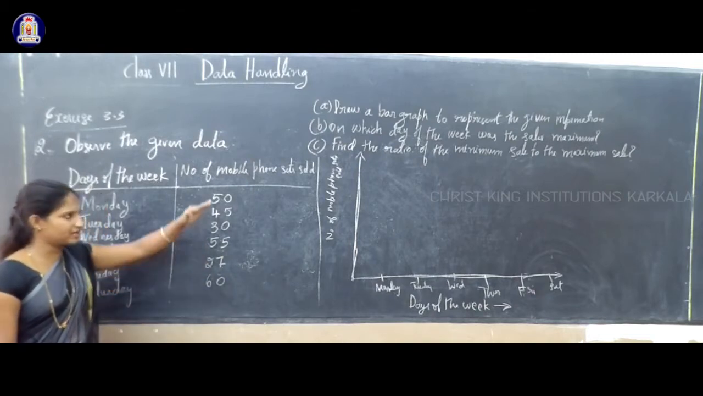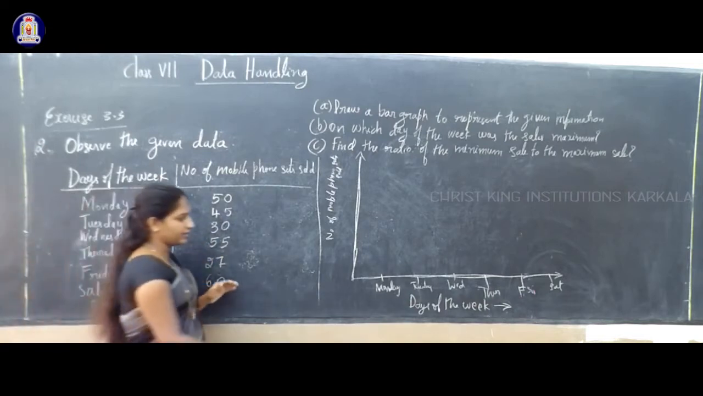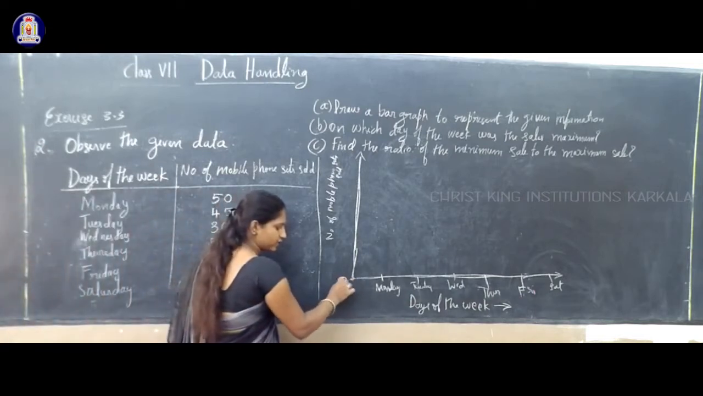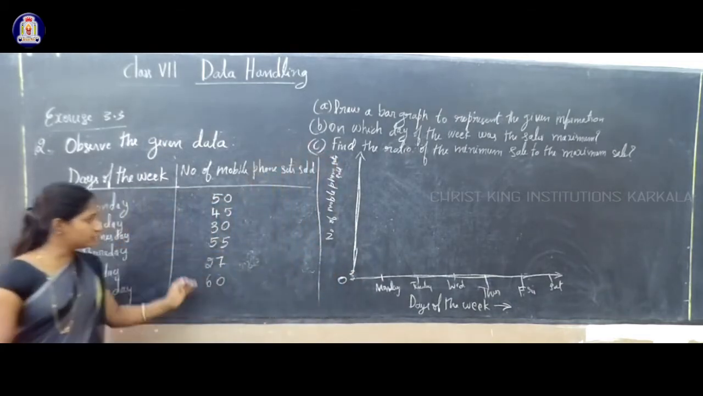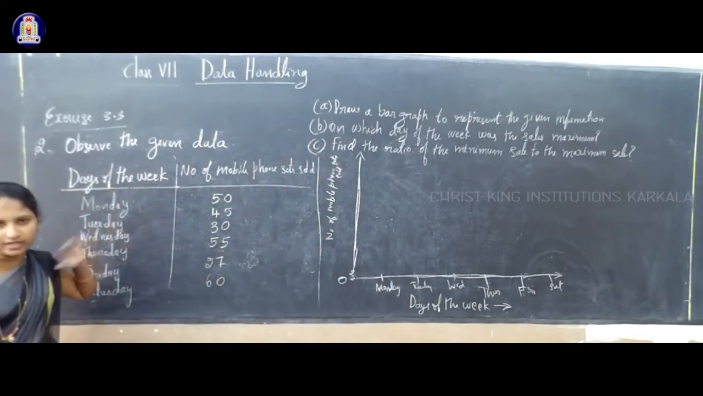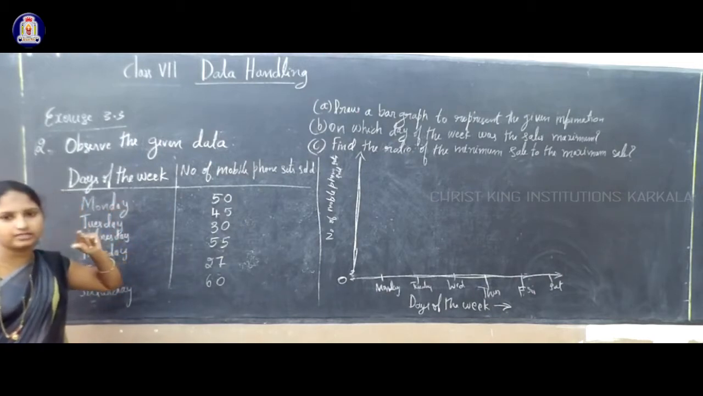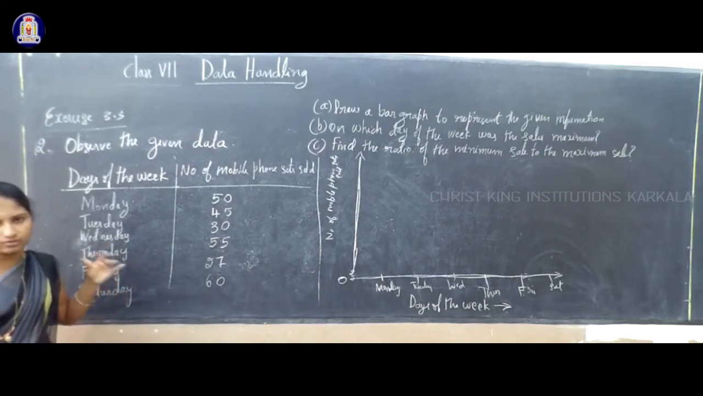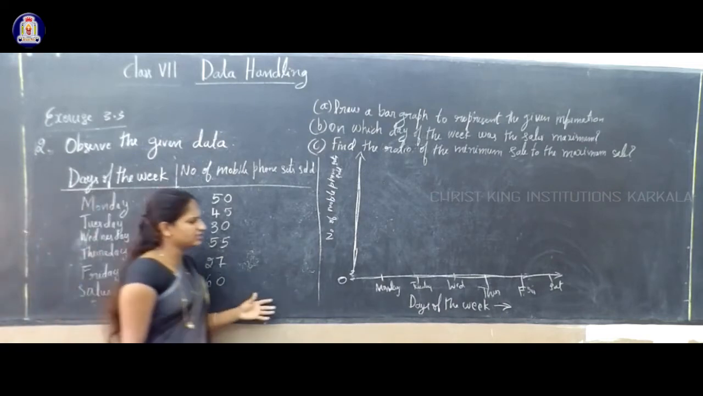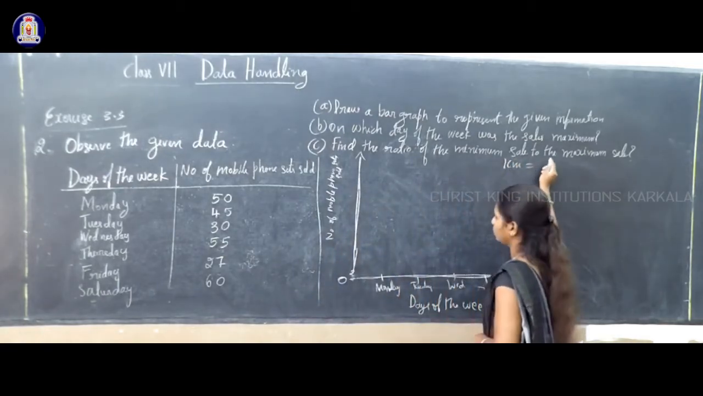So how can we write the numbers? If you are writing, first you would write 0, then 1, 2, 3, up to 60. It's not possible, right? So we can take a scale, where 1 centimeter you can consider as 10, 15 or 20 like that. So that we can consider the scale.